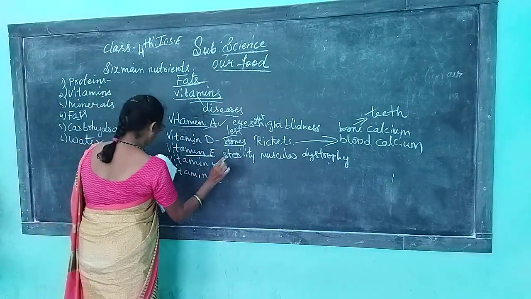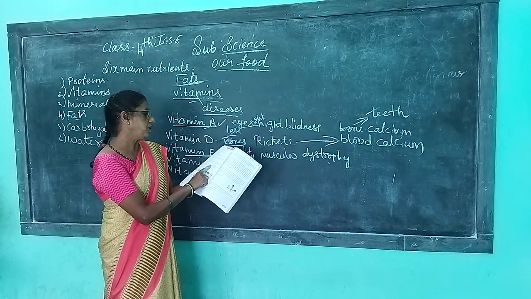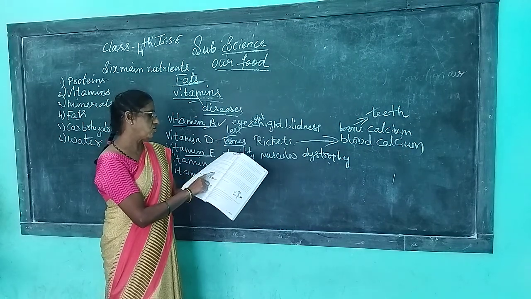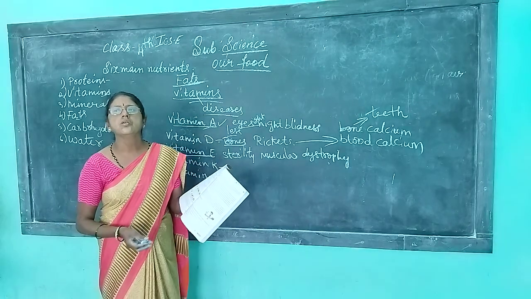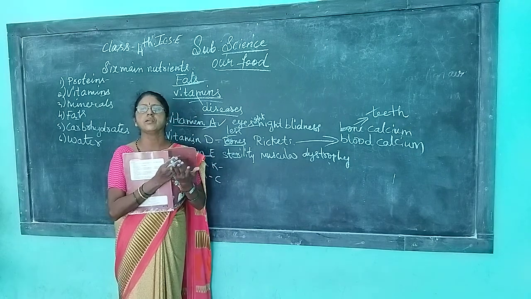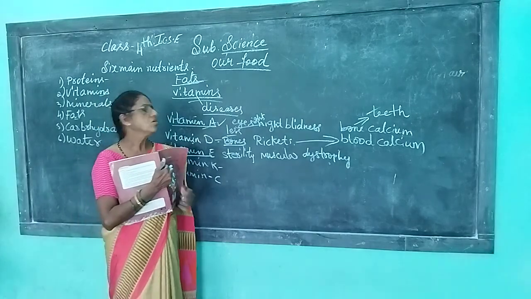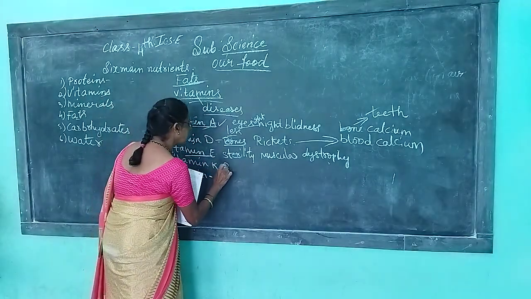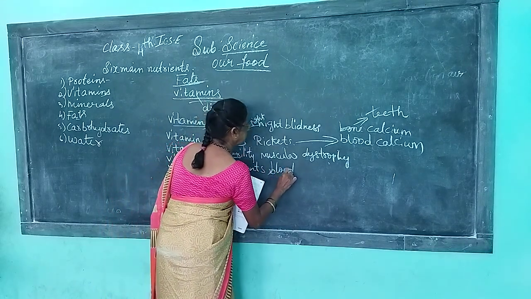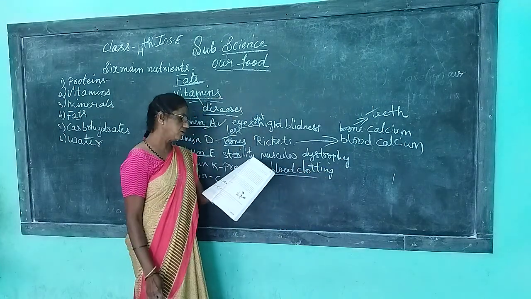Next is vitamin K. This is necessary for the production of prothrombin of blood, thereby promoting blood clotting and preventing hemorrhage, or excessive loss of blood from the body. So if you get a cut with a knife or any sharp item, blood will clot there. So vitamin K helps blood clotting.